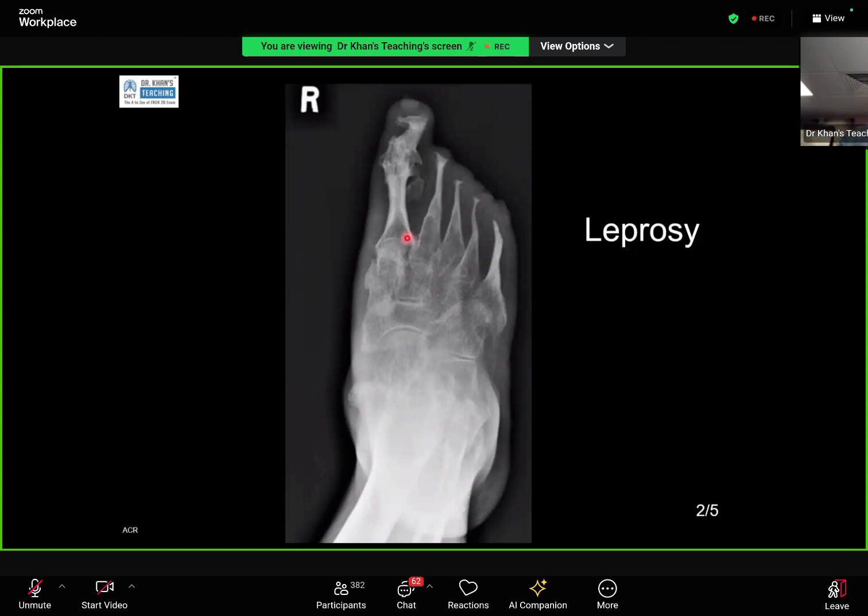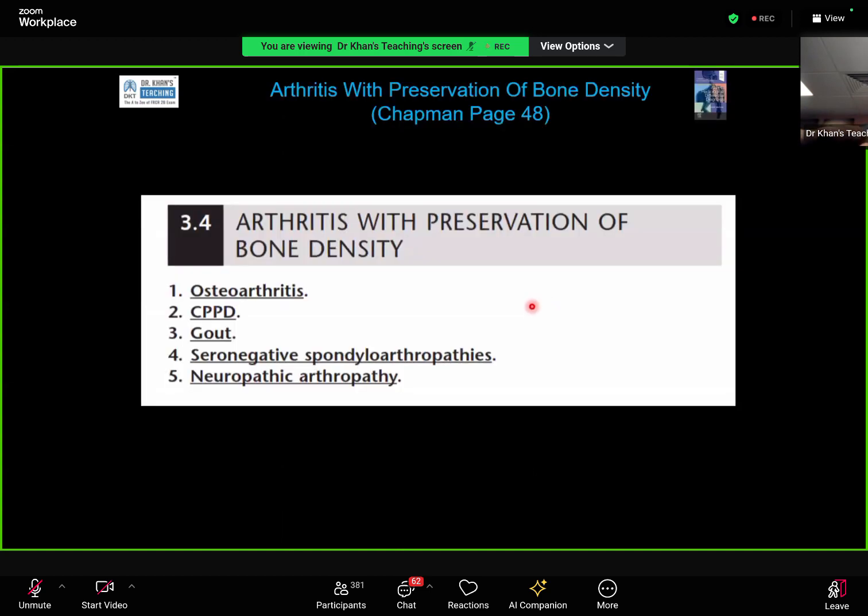Now, in leprosy, what happens is that the cortices, particularly of these metatarsals, appear thin and sclerotic and elongated, as if giving you the appearance of a licked candy. This is known as the licked candy sign. So a differential diagnosis of arthritis with preservation of bone density is neuropathic arthropathy, which will be covered in detail on the weekend. Don't miss that. That is one of the differentials.